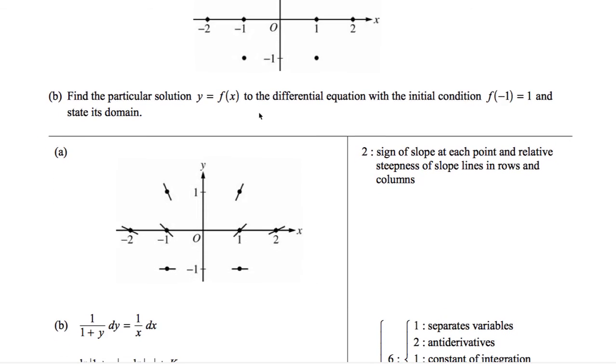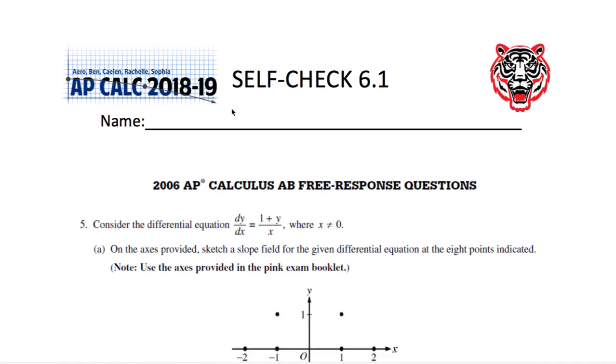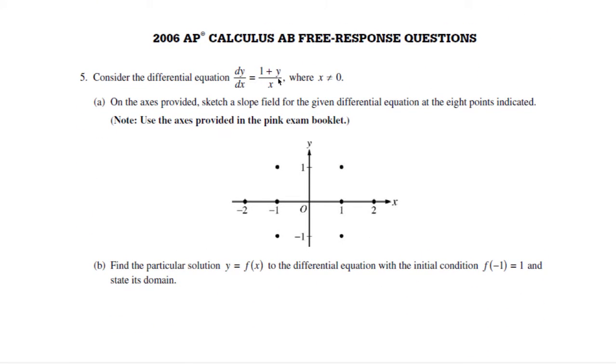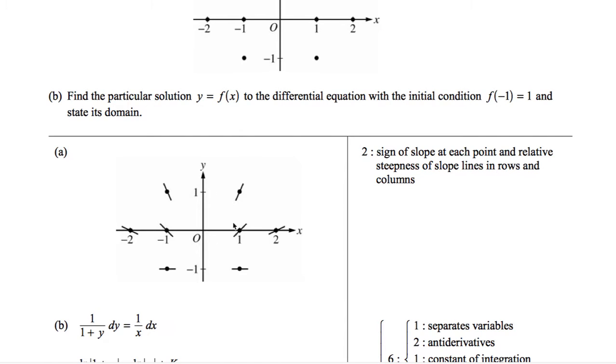All right, so how do you get points? It says that you get 2 points if the sign of the slope at each point and relative steepness of the slope in rows and columns are right. You just need to get all of them, and you get to decide how the AP graders are going to do it. You can ask me questions as well, but what you should have gotten are these following lines. So we should have gotten a slope of -2 here, this one was +2, these were both 0 and 0, and then it should be -1/2, it should be -1, +1, and +1/2.